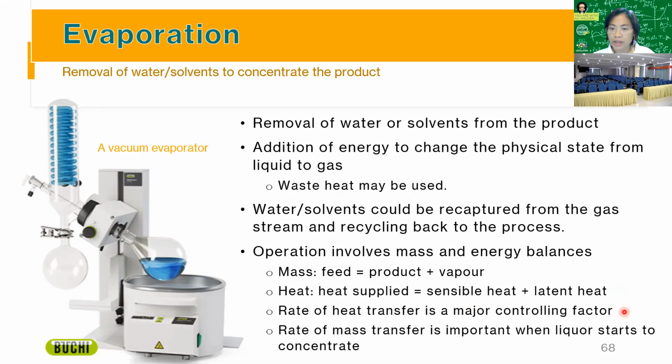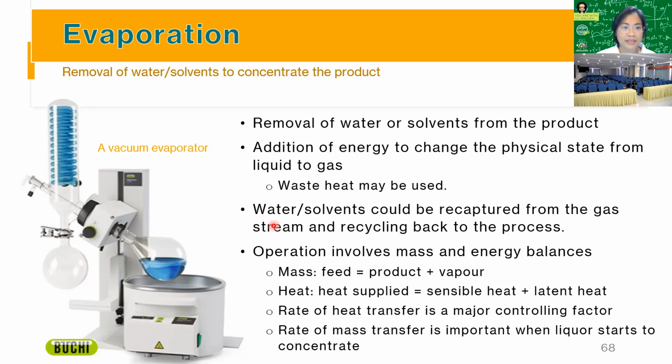How fast the heat transfer happens is a major controlling factor for evaporation. If you put in more heat, of course, the evaporation occurs faster, but at the same time you use more energy as well, so you have to bear that in mind. The rate of mass transfer is important when the liquid starts to concentrate. If things get very concentrated, it's more difficult to evaporate out. So that is the concept.